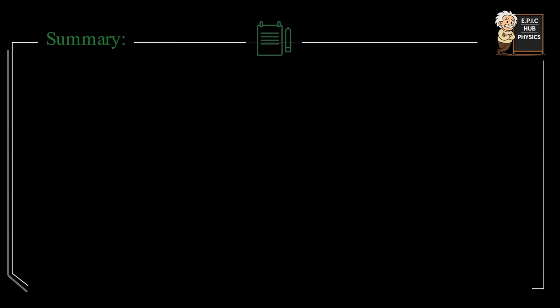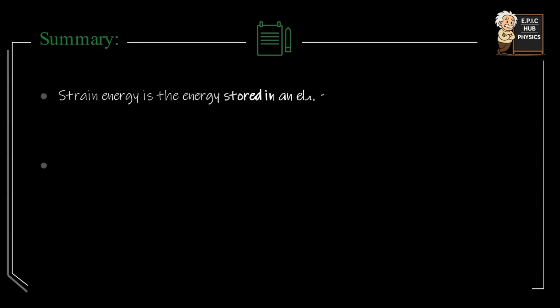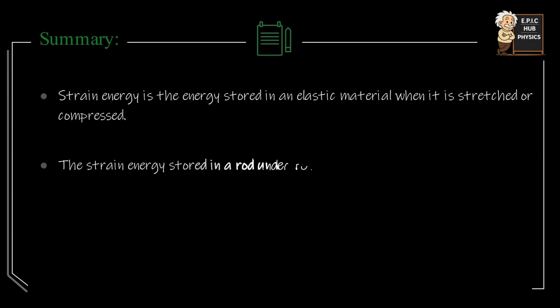Let us finish with a quick summary. Strain energy is the energy stored in an elastic material when it is stretched or compressed. For a rod under a tensile force, the strain energy equals 1/2 multiplied by force multiplied by extension.